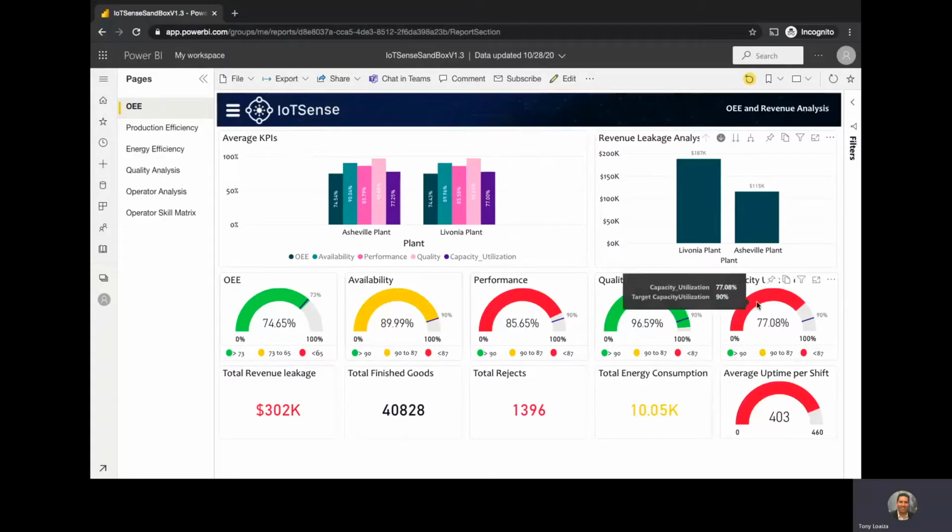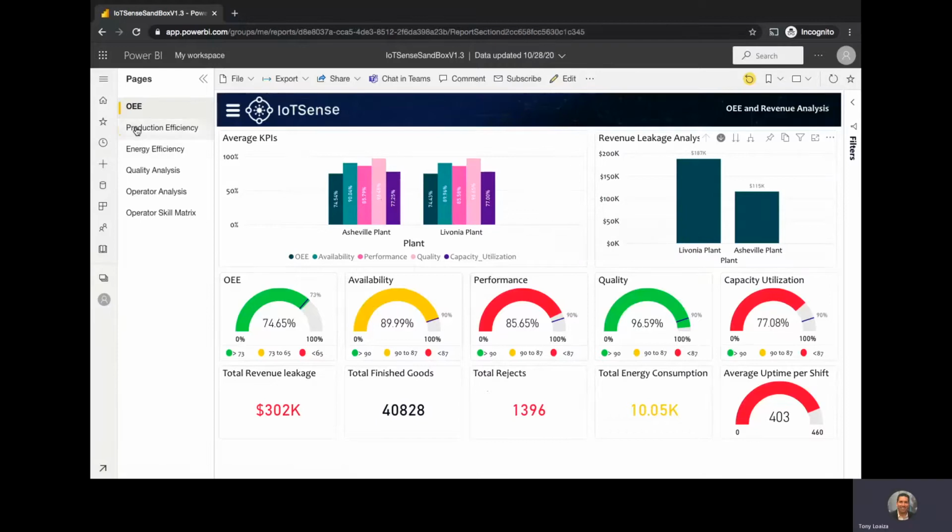Every customer will have their own, and you'll be able to set the different parameters or right numbers that you feel are the goals that you want to achieve, along with some of the key data points, including rejections, finished goods, energy consumption, et cetera, related to that overall big picture of OEE and revenue analysis.